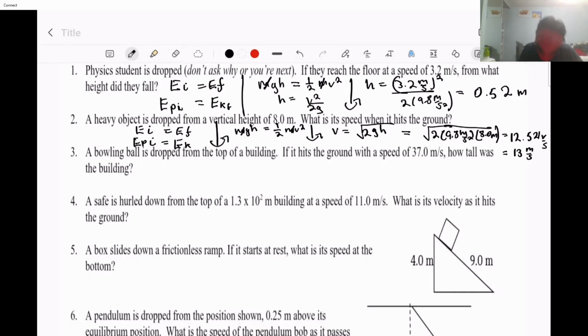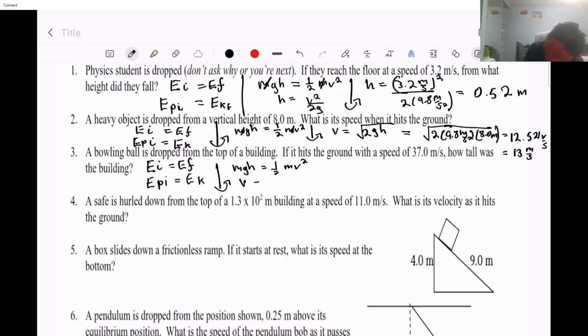Next question. A bowling ball is dropped from the top of a building. If it hits the ground with a speed of 37.0 meters per second, how tall was the building? Very similar to what we've been doing so far. So E initial equals E final. It's gravitational potential energy at the start, and kinetic energy at the end. Then mgh equals 1 over 2 mv squared.